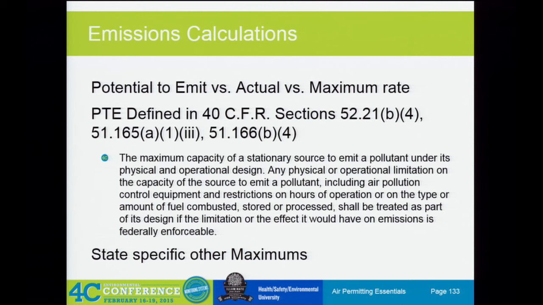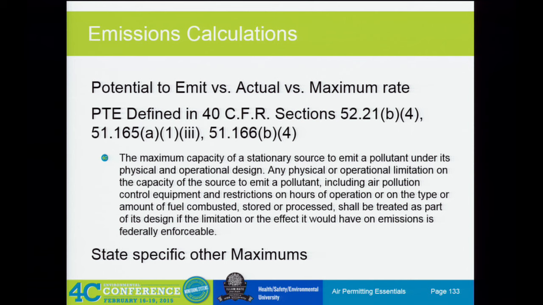So the first thing we need to cover is potential to emit versus your actual emissions versus the maximum rate. When we refer to potential to emit, it's defined in 40 CFR section 52.21, and it's the maximum capacity of a stationary source to emit a pollutant under its physical or operational design. Any physical or operational limitation on the capacity of the source to emit a pollutant, including air pollution control equipment and restrictions on hours of operation or on the type or amount of fuel combusted, stored, or processed, shall be treated as part of its design if the limitation or the effect it would have on emissions is federally enforceable.